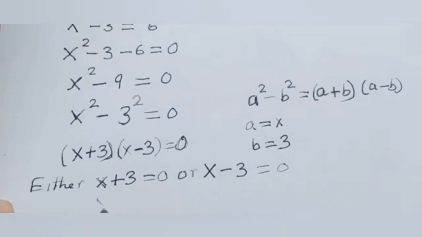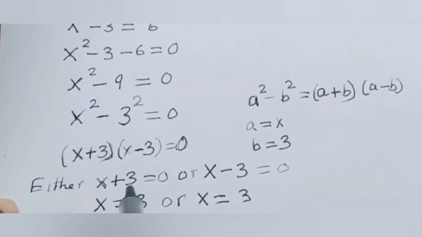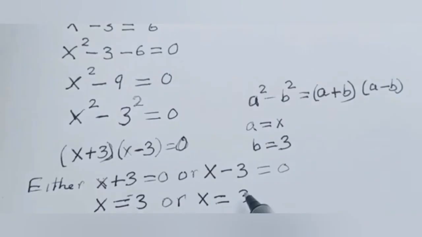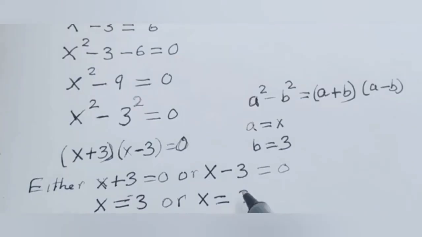We have x equals 3, or x equals positive 3. Here we have negative 3 because once this 3, positive 3, is shifted to the left-hand side, it is going to acquire the negative sign. The same applies to this negative 3. When we shift it to the right-hand side, it is going to acquire a positive sign because it has a negative sign.